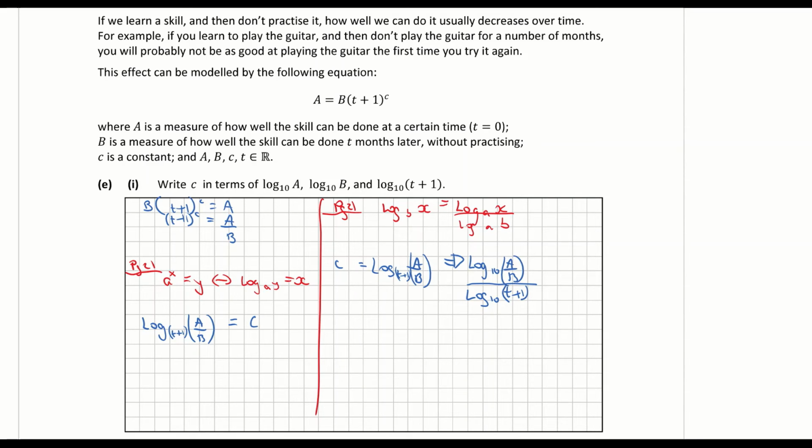Now I can actually change that top line. Look at the way I've log of a over b to the base 10. Go to page 21, second rule down on the middle column. How do I deal with a fraction? I subtract them from each other. So that's going to give me the same as log of a to the base 10 minus log b to the base 10 all over log t plus 1 to the base 10. And I think I'm done, because the question wants us to write c in terms of log a, log b, log t plus 1. And that's what I've done.